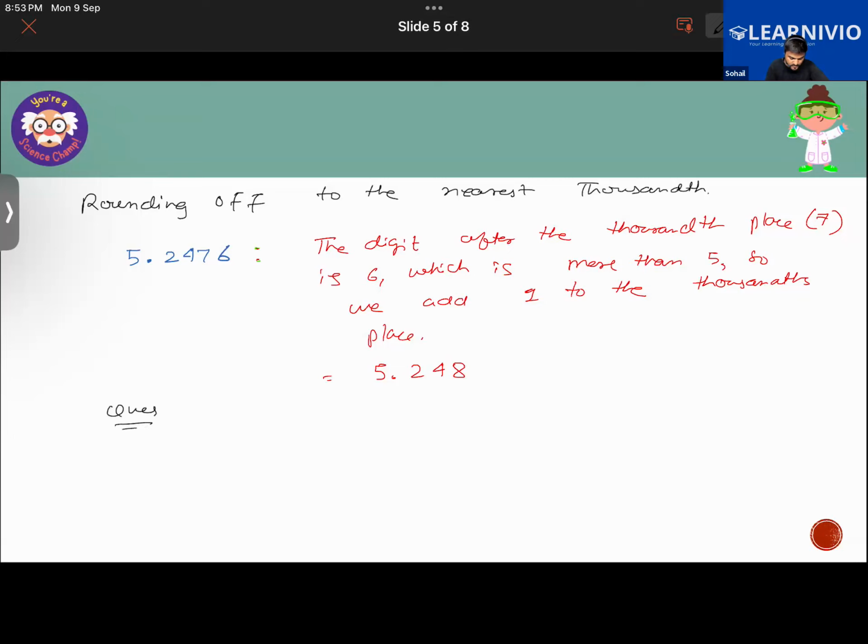Sir, can you explain the last part? See, you look at the digit at the thousandth place. This is tenths, hundredths, and this one is at the thousandth place. Now look at the digit on the right of 7. That is 6, and 6 is more than 5. So we add 1 to the digit at the thousandth place. So 1 is added to 7, and it becomes 5.248. That is the thing.